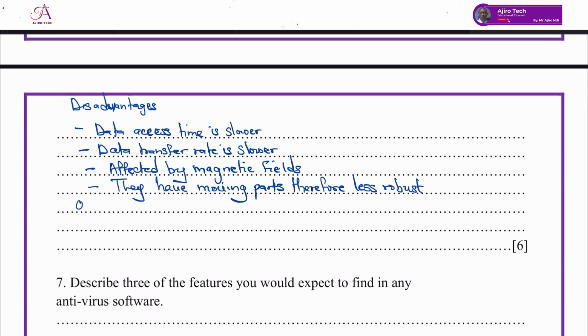Okay. So for others, because I've talked about 6, now for you to be eligible for this full mark, you must talk about the advantages and disadvantages. So for others, you can see that read and write is more noisy. And again, it requires a special reader.